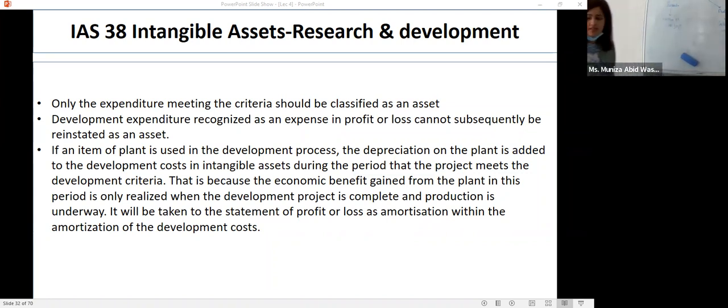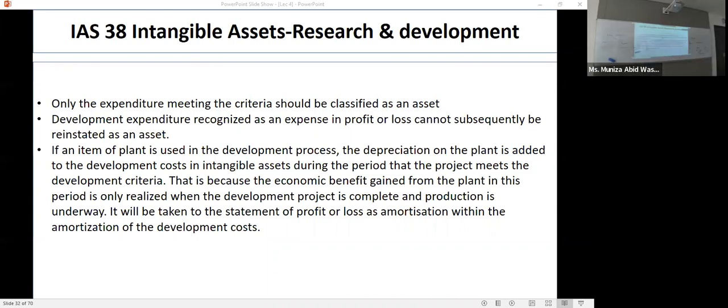So further points, let's see. Only the expenditure meeting the criteria should be classified as an asset. Development expenditure recognized as an expense in profit or loss cannot be subsequently restated as an asset. And the third one, if an item of the plant is used in the development process, the depreciation on the plant is added to the development cost in intangible assets during the period that the project meets the development criteria.